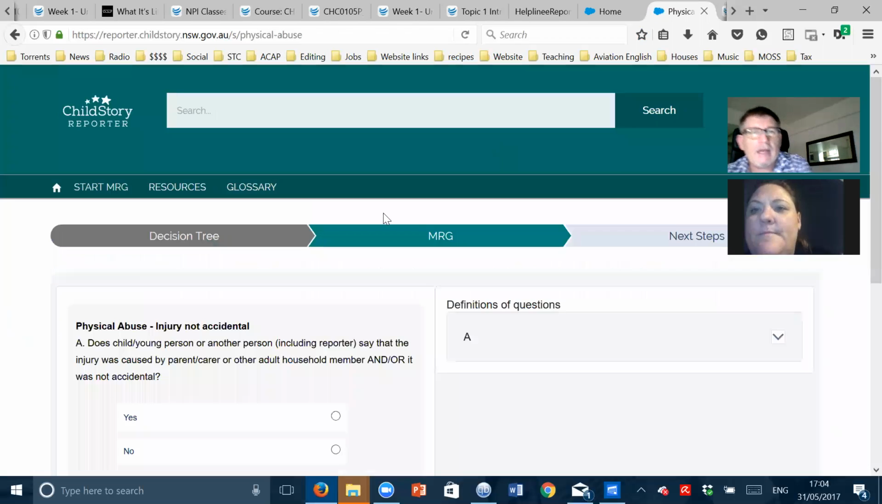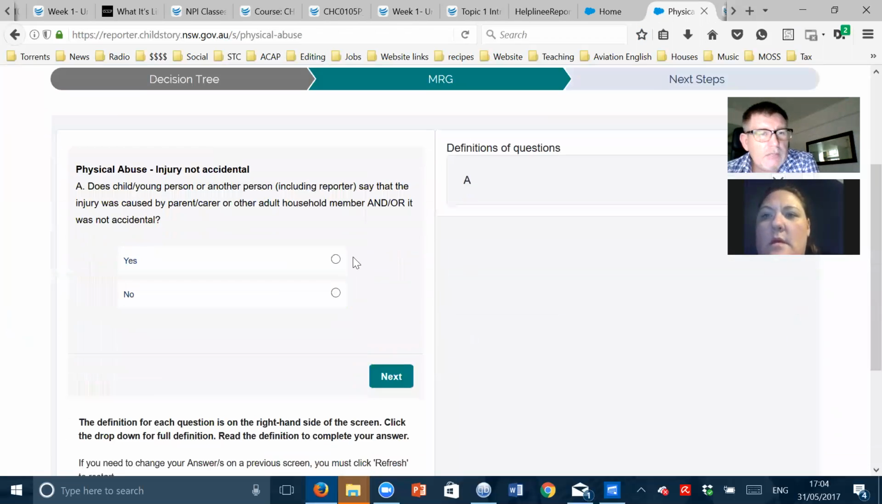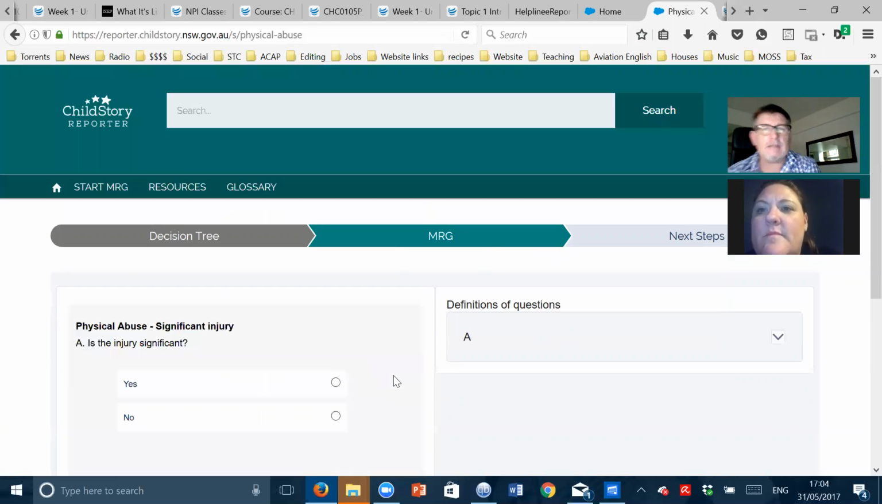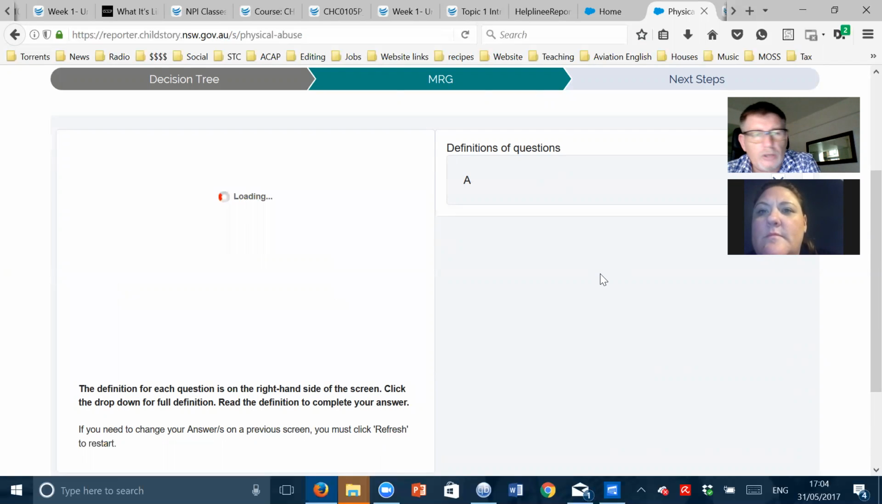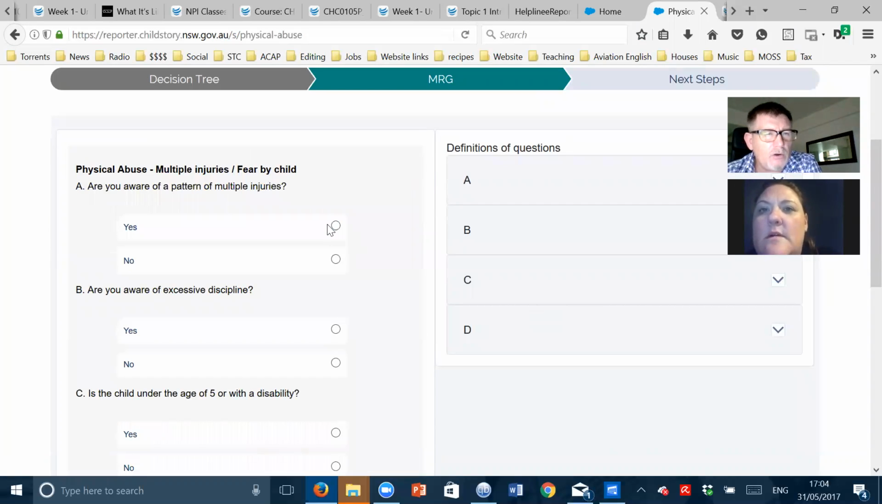Was it injury, physical abuse, injury or not accident? Did the child say it was not an accident? Yes, they said it was not an accident. Significant injury? No, not a significant injury. Let's say it's evidence of ongoing abuse, which is just not reported. A pattern? Yeah, let's say we were aware of a pattern.